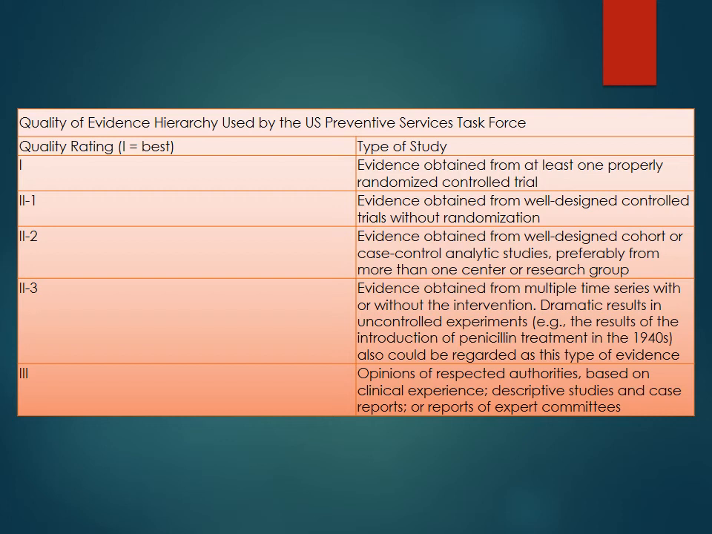So, for instance, if you're looking at 2.1, notice how it's broken down into different categories. Evidence is obtained from well-designed controlled trials without randomization. Okay, so we know that can include some bias. You'll notice that the bias increases as you go down the ranking here, where with 2.2, the evidence is obtained from a well-designed cohort or case-control analytic study, preferably from more than one center or research group. So what do you think that means, one center or research group?